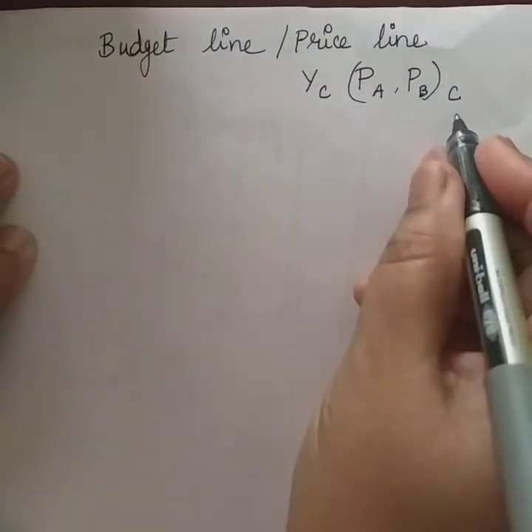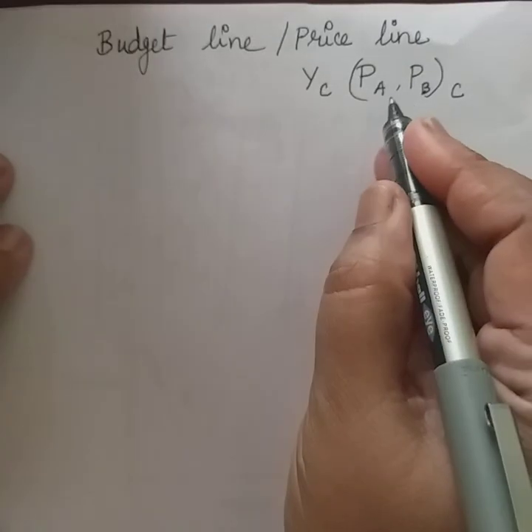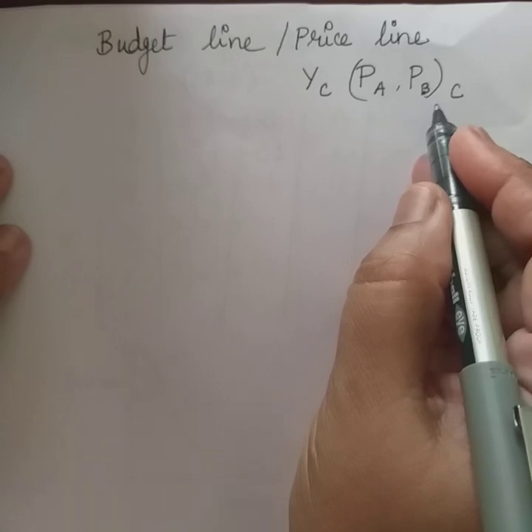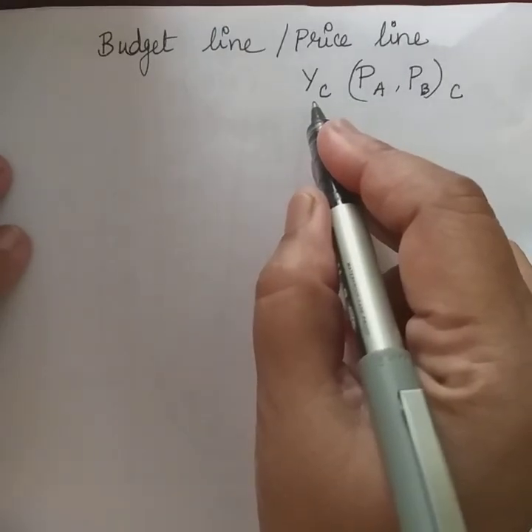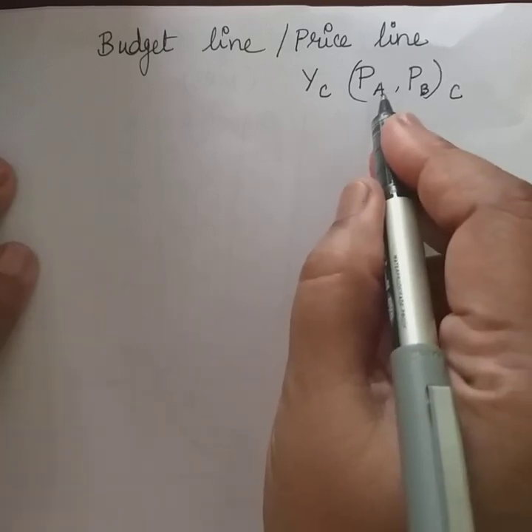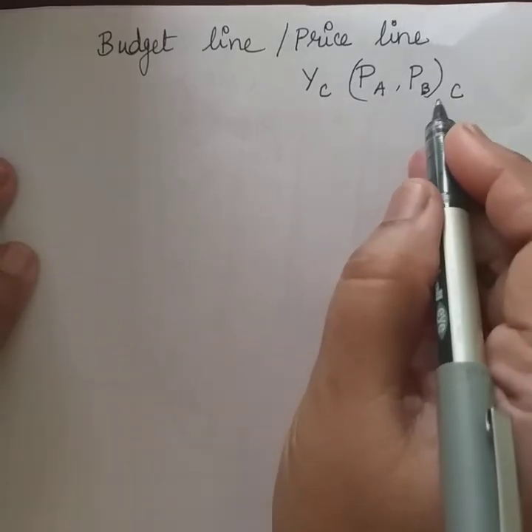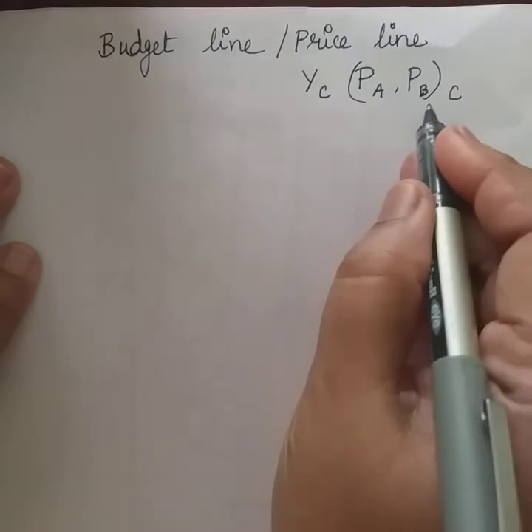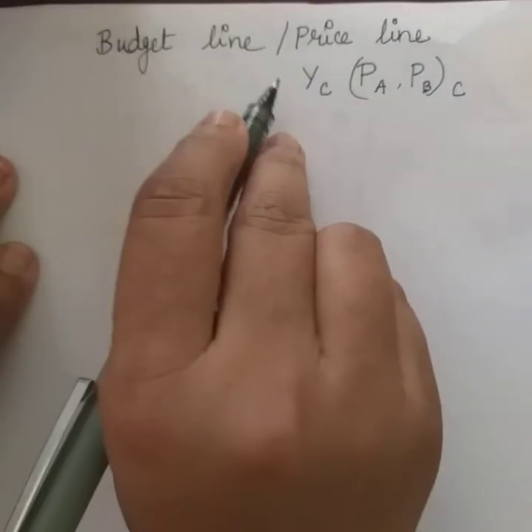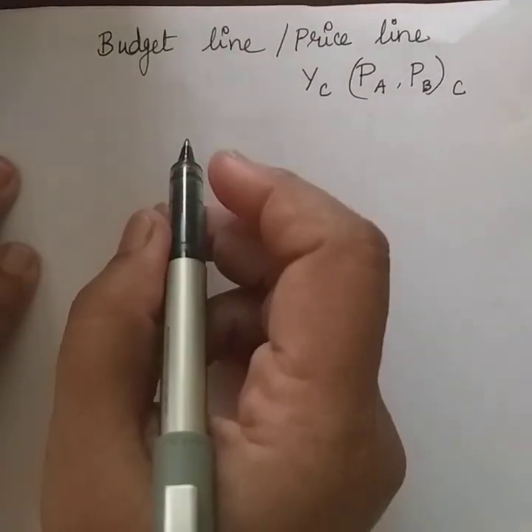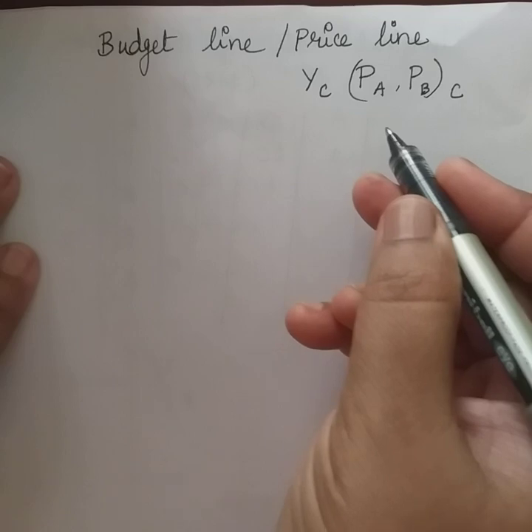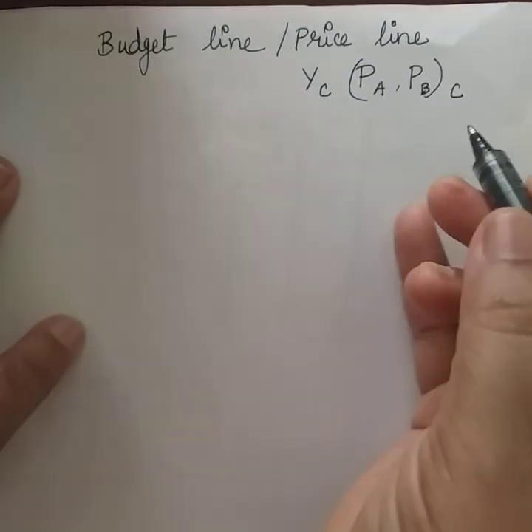So, if the consumer decides to consume two commodities, apples and bananas, let's assume the income is given and the prices of the two commodities, namely apples and bananas, are given. So, under these assumptions, we will see the budget equation, then we will move on to the budget line.